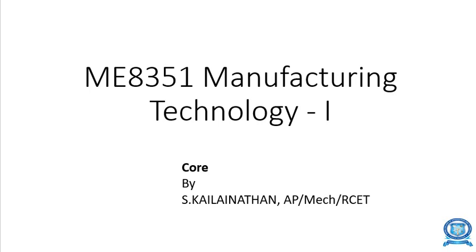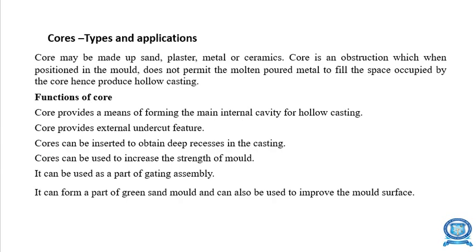Now we are discussing the ME 8351 Manufacturing Technology 1 subject, the content core. It's the first unit topic. Core types and applications. Core may be made up of sand, plaster, metal or ceramics. Core is an obstruction which, when positioned in the mold, does not permit the molten poured metal to fill the space occupied by the core, hence producing a hollow casting. Wherever we need a hollow casting, that place uses this core.